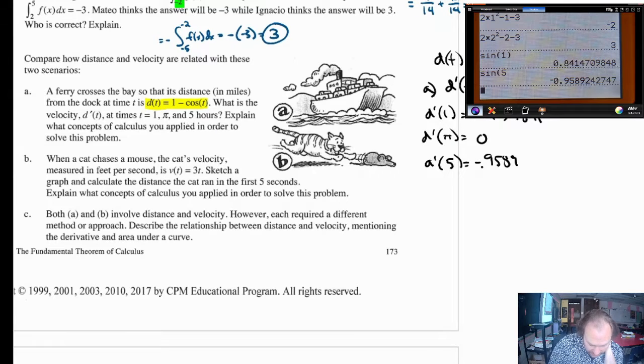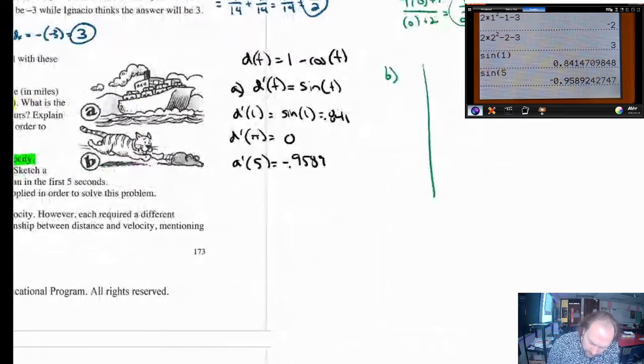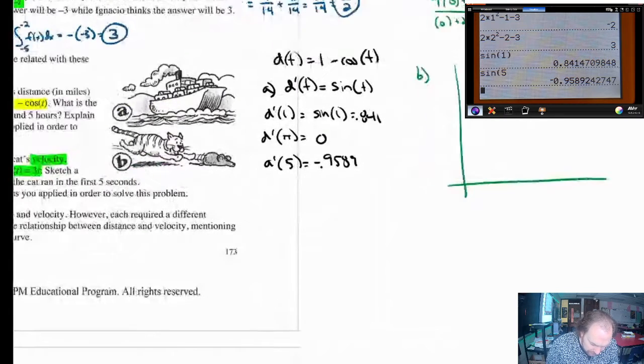Question B, when a cat chases a mouse, its velocity is measured in feet per second. V of t equals 3t. This is velocity. Sketch a graph and calculate the distance the cat ran in the first 5 seconds, and explain what concepts of calculus we used. So for part B, it appears we're going to go the other way. This time we're sketching a graph of 3t for the first 5 seconds.